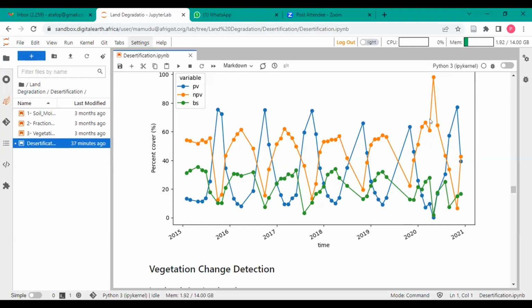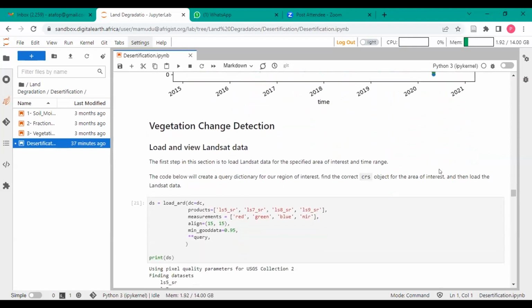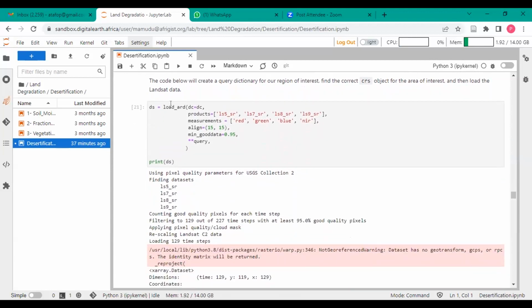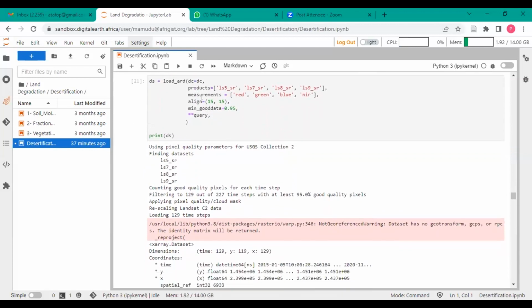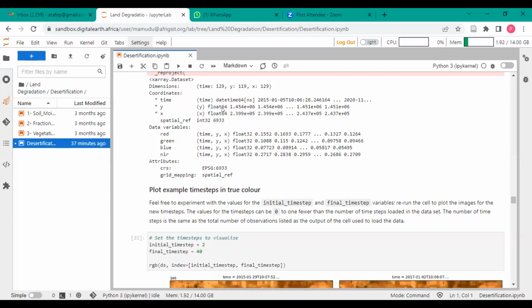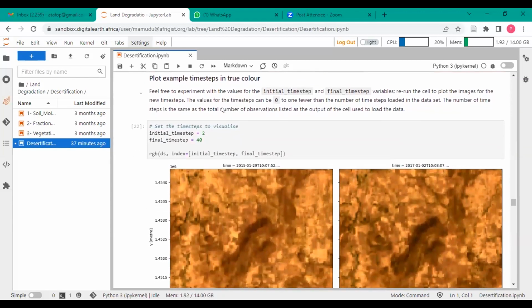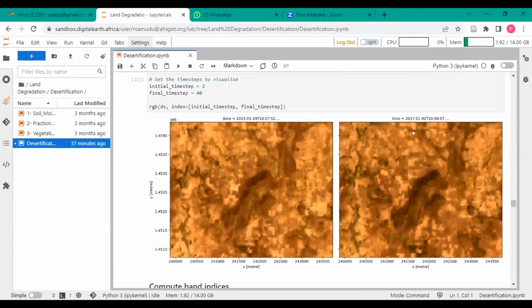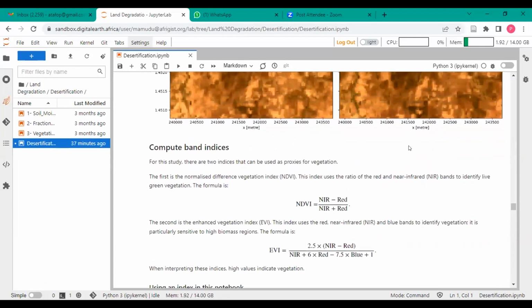And so we can almost see that that period also had a high amount of dry vegetation. Now, looking at vegetation change detection, which is the third aspect of our indicators for desertification, we load in the Landsat image given here, where we have 129 images timestamp. And so we just plotted out two of those timestamps, one in 2015, given here, and one in 2017, given here, of this exact same area.